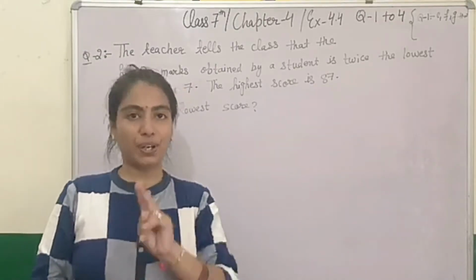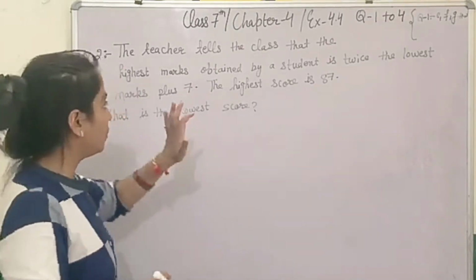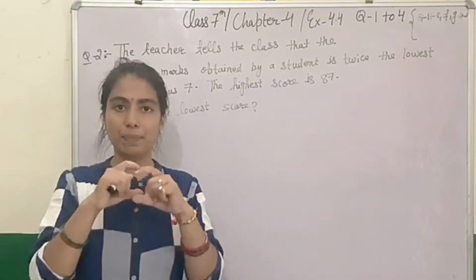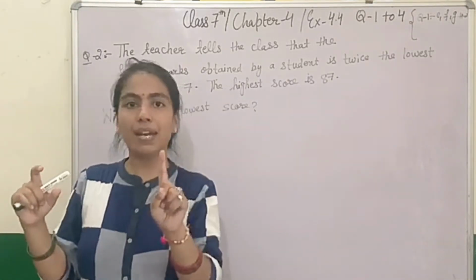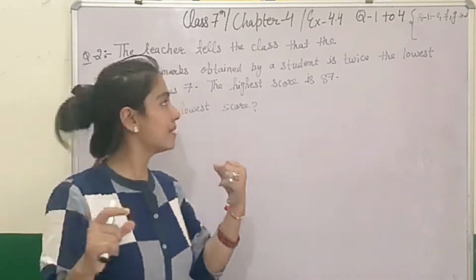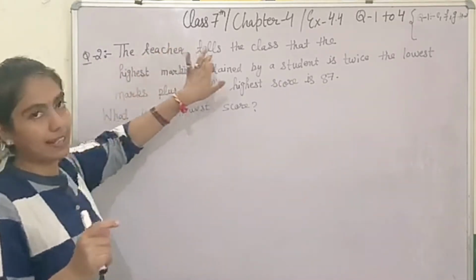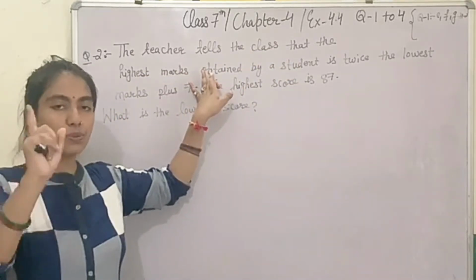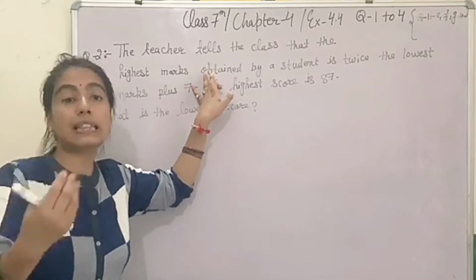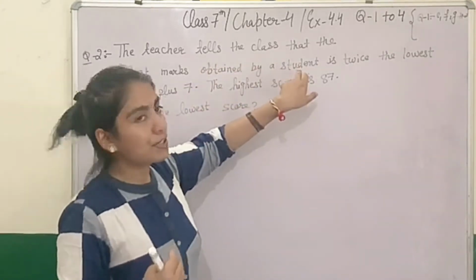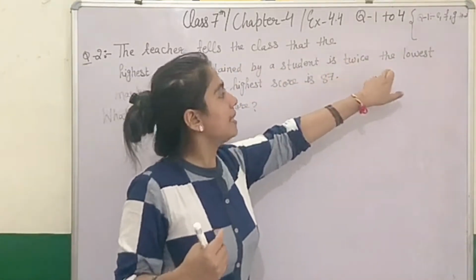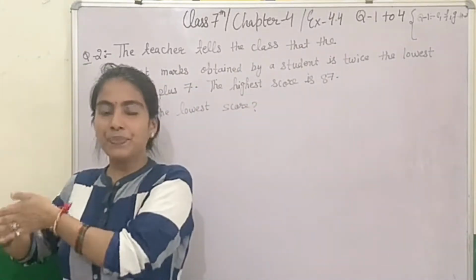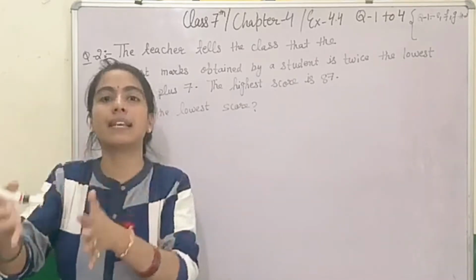Now students, coming to our question number 2. Look, students, question number 2 is a word problem. But if you look at its base, the base of the question is the same as question number 1. Look carefully. A teacher tells the class that the highest mark obtained by one student in the class is twice the lowest marks plus 7. This means it is twice the lowest marks, and then plus 7.